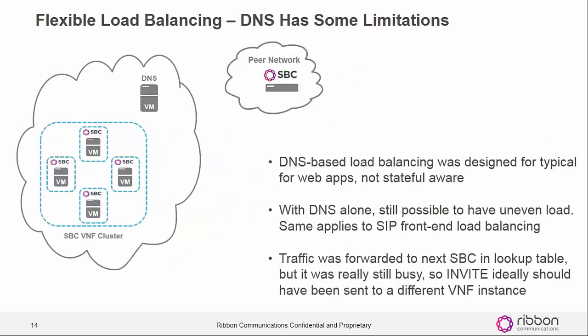Flexible load balancing. As I mentioned, again, web apps versus real-time communications. DNS, which is the dominant load balancing mechanism in the web app world, isn't really going to necessarily be the best solution in the real-time communications world, partly because it's not stateful aware. So load balancing in this cloud architecture is the process of distributing the workloads across multiple instances and being able to handle variances in traffic so that you optimize things like server capacity rather than overbuilding capacity.